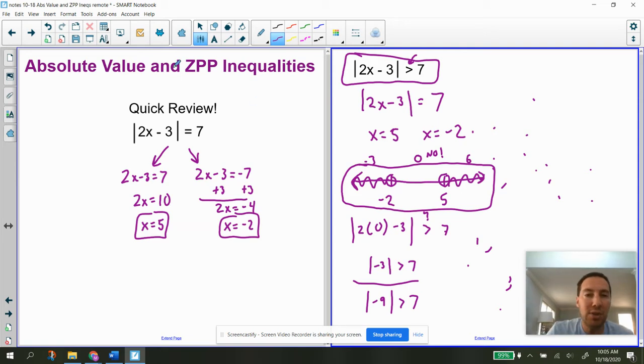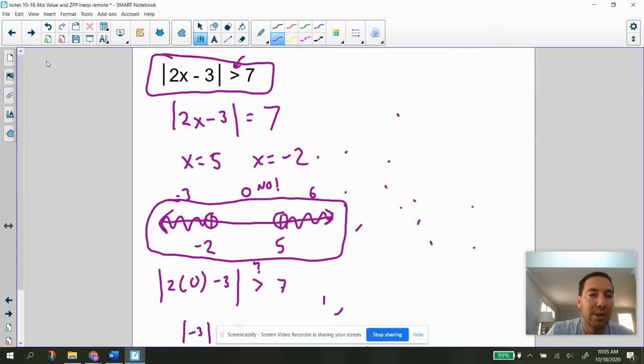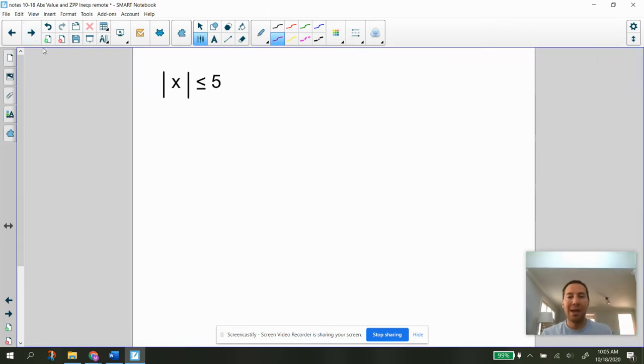So if you think you understand what's happening here, let's actually go to an easier one. Absolute value of x is less than or equal to 5.